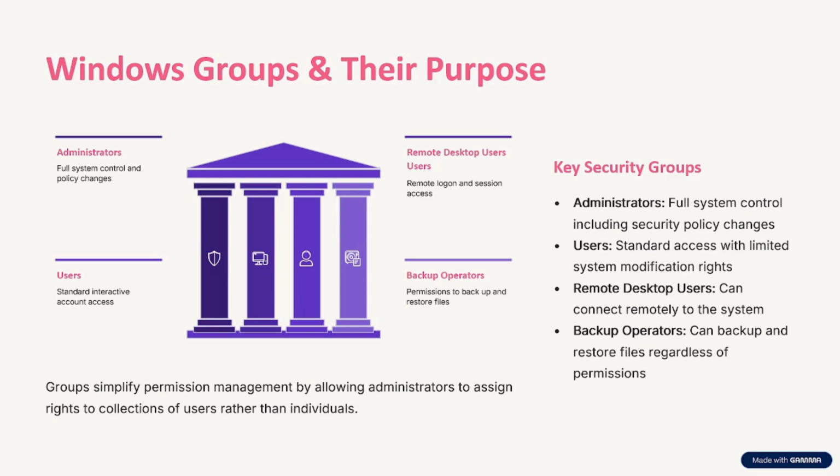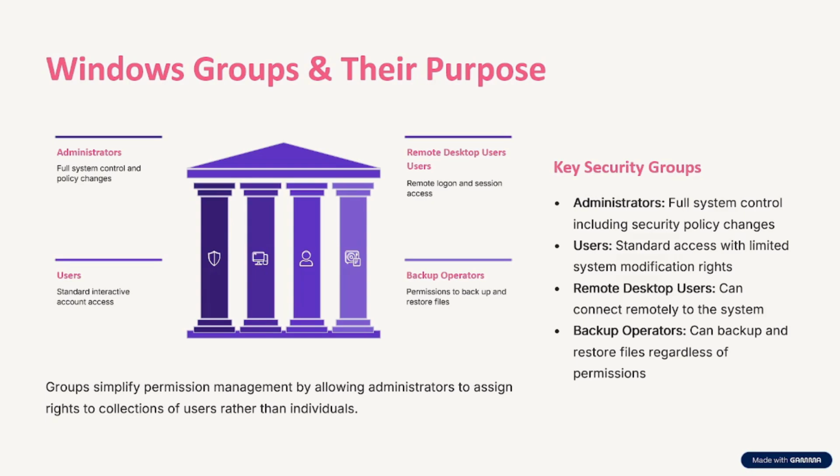Windows groups and their purposes. Instead of assigning permissions individually, Windows uses groups. Groups make permission management easier and more scalable. Key groups include: first, Administrators, full system control. Second, Remote Desktop Users, allowed to connect remotely. Third, Users, standard interactive access. Fourth, Backup Operators, allowed to back up and restore files. In security assessments, attackers often attempt to add themselves to powerful groups.